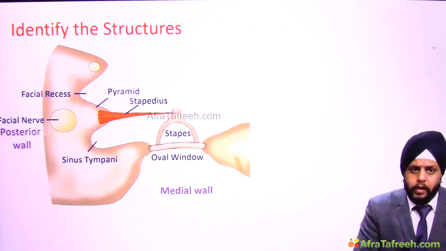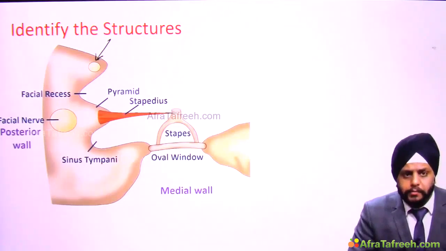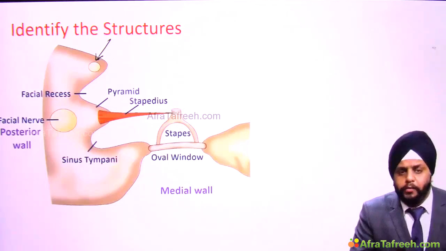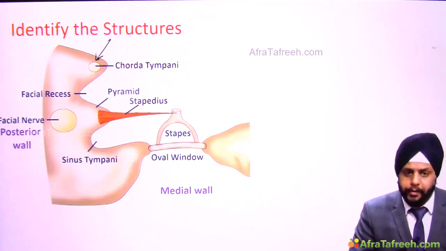Is anything left? Yes, you can see over here, this structure is left. So what is this? This is a branch of the facial nerve. You see, it comes out of the posterior wall. Which branch? Chorda tympani.